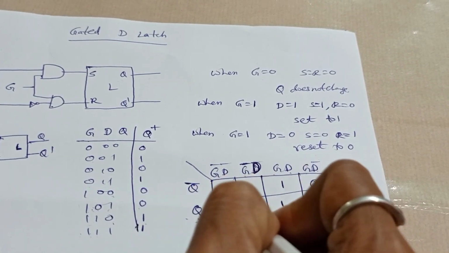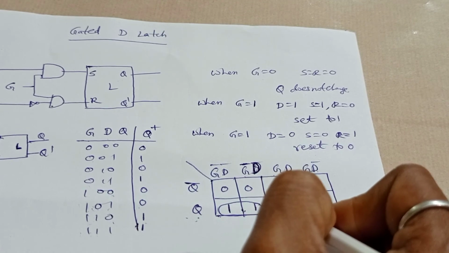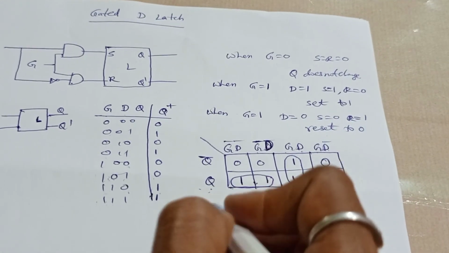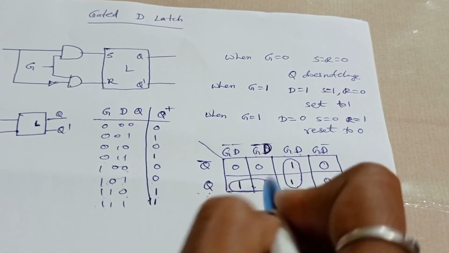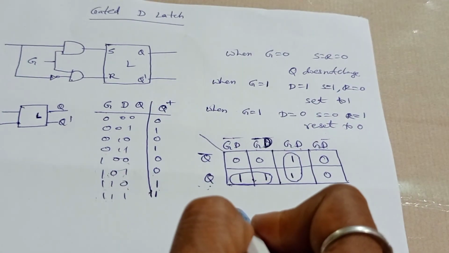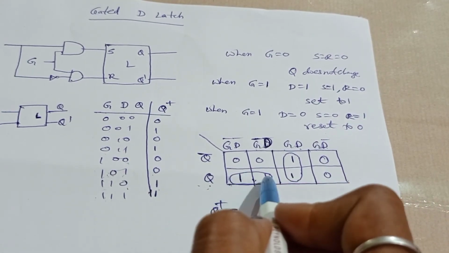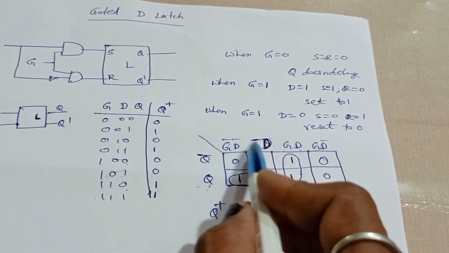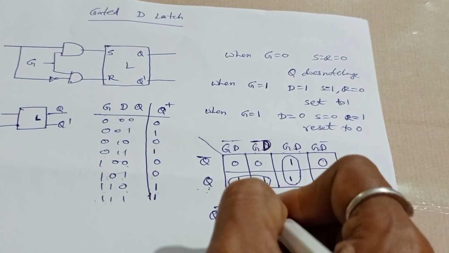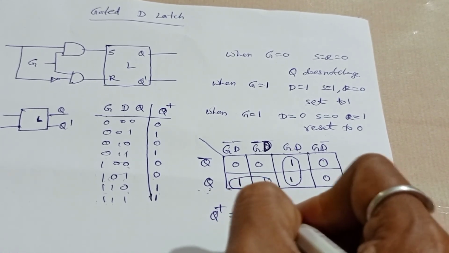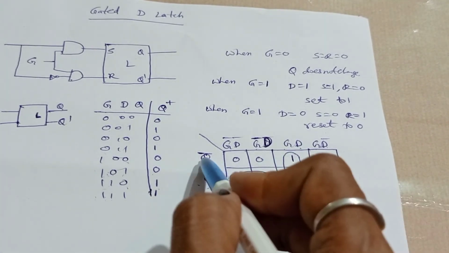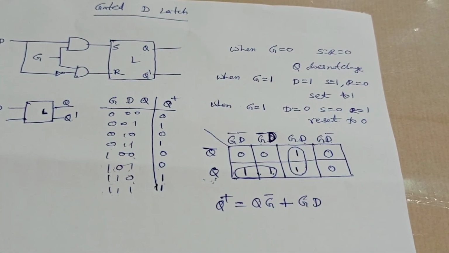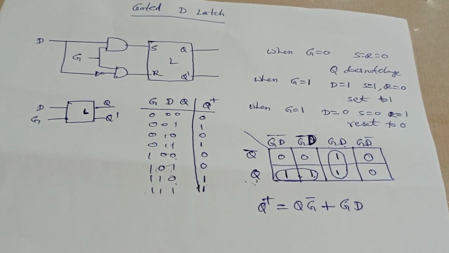Now we can pair this and this. Q plus, that is the next state. The characteristic equation becomes from this: Q G bar, here G bar is constant, plus, from this Q is changing, G D. This is the characteristic equation for gated D latch.